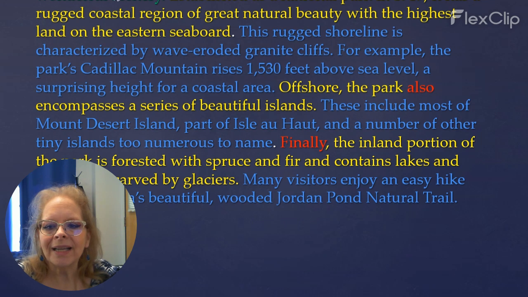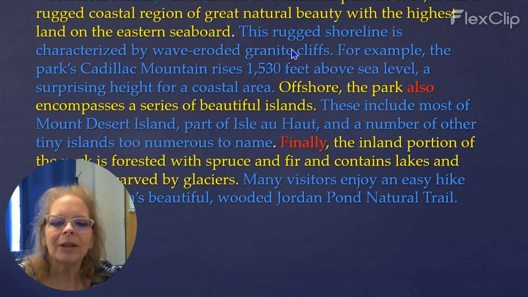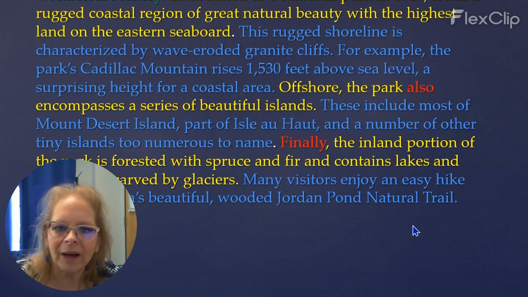So you've got your main idea. The yellow are the major supporting details talking about the park itself, but the blue areas are the minor supporting details that are supporting those major details to help give an overall view.